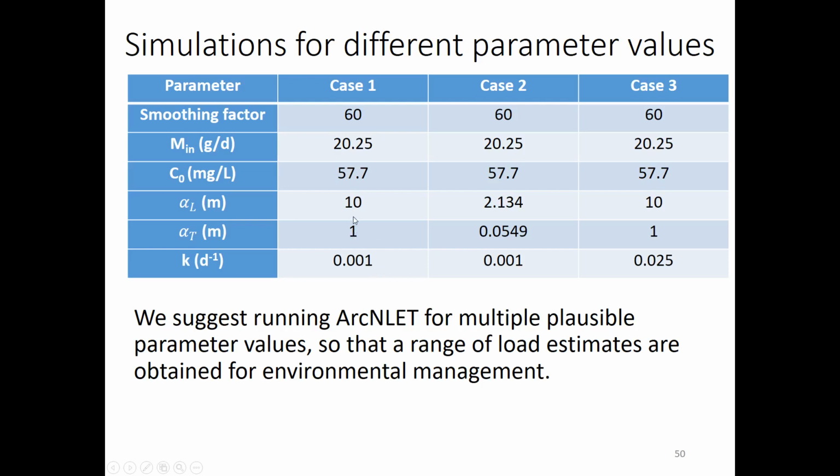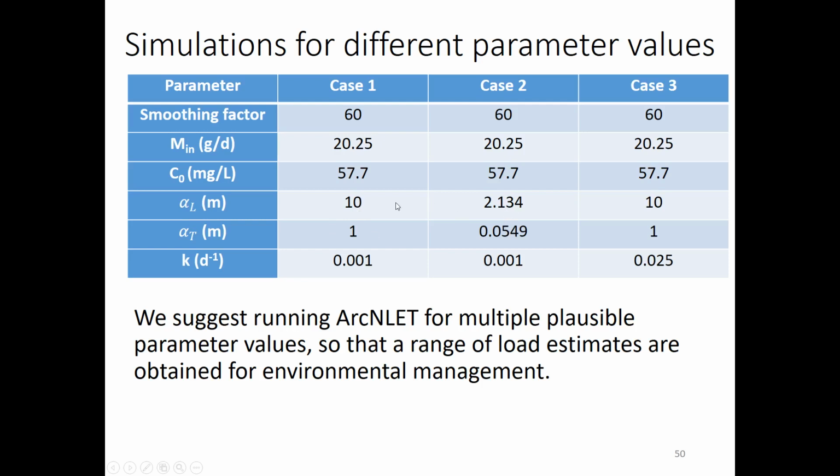So this is always our suggestion. In the case that you do not have data, you better run your model for different cases, and each case has different parameter values. So here, for example, we believe, our own personal belief, that the smoothing factor would be 60, so we didn't change it between cases. This is also the case for M and for C0. But for dispersivity, we consider 10, 1 and these two values, right?